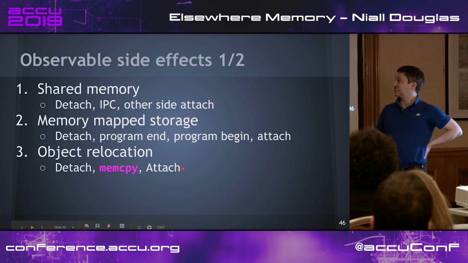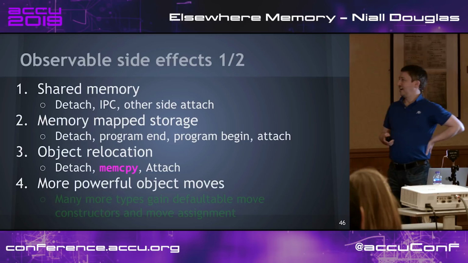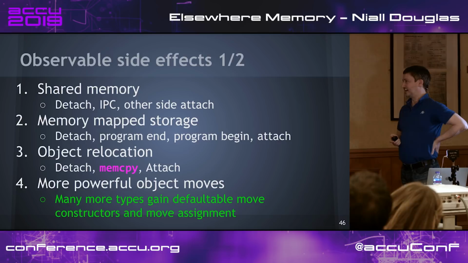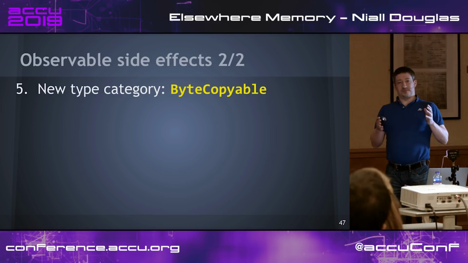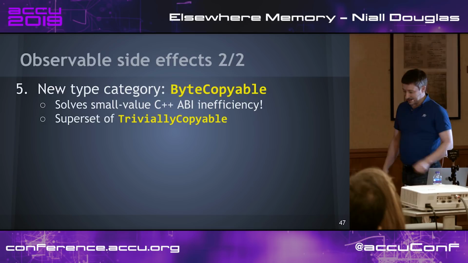It's going to get a bit more fun again, because now we can change what moves do. If we can relocate things in memory, we can start moving a whole lot of stuff around much more efficiently than before, and we get that long-held thing, destructive moves, which has failed at every committee proposal until now, which is probably another reason why this proposal will fail, but hey. I've named the types which are capable of being moved byte-copyable. That's almost certainly going to get bikeshedded into death. It solves the small value C++ ABI inefficiency. I should probably explain that.